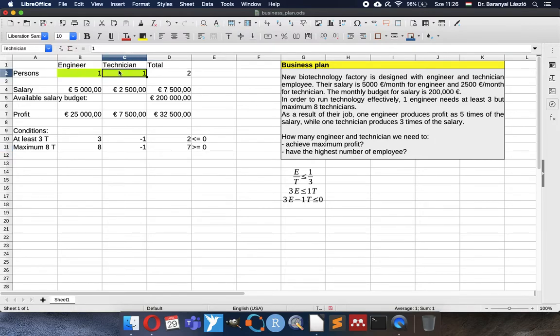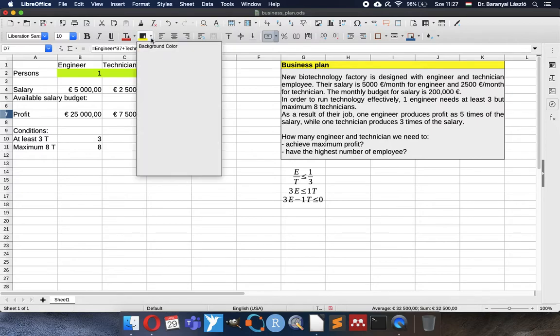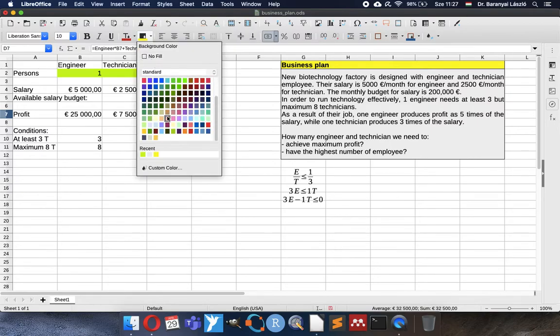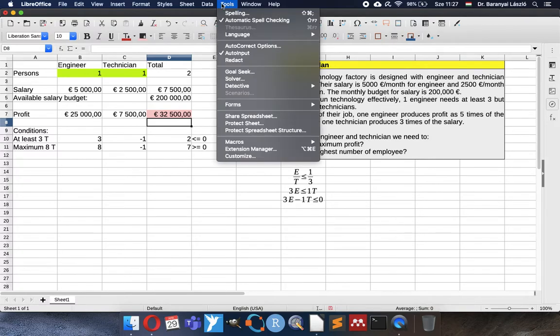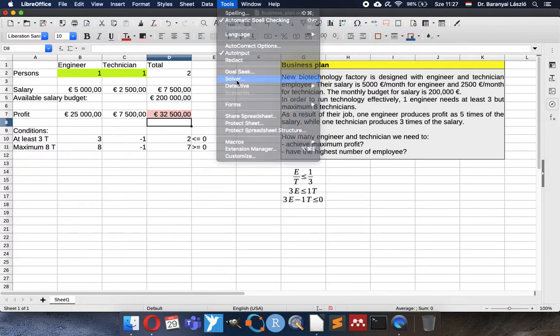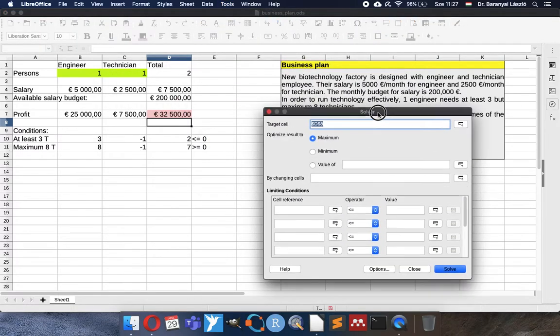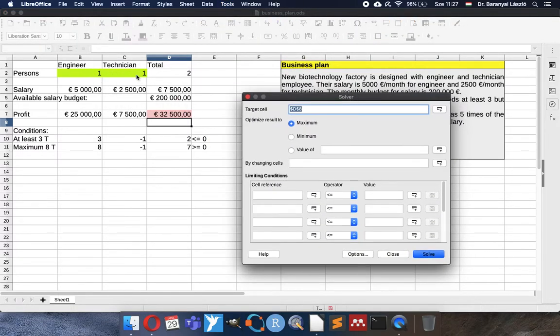So this will start with the values of 1, 1. And in the first question, we will focus on the profit. So I will mark the profit with this red background. And the calculation will be done automatically by the solver. So we don't have to manually modify all the numbers of persons to figure out what the best solution can be. We can do it with the solver.